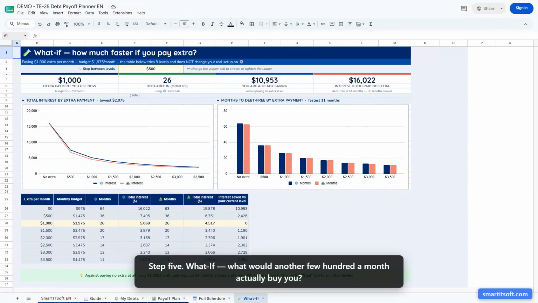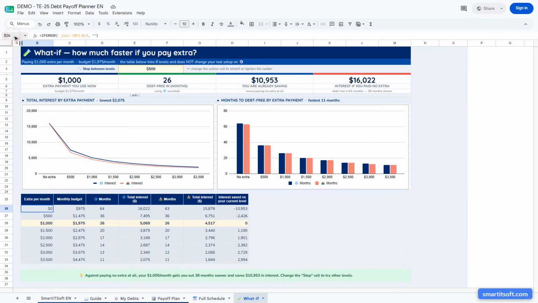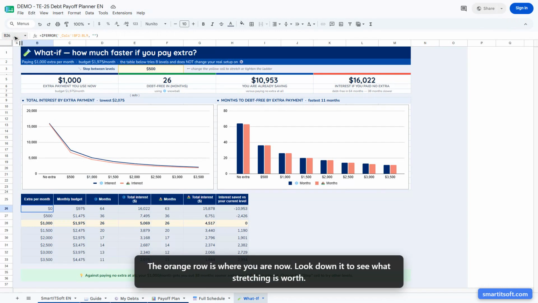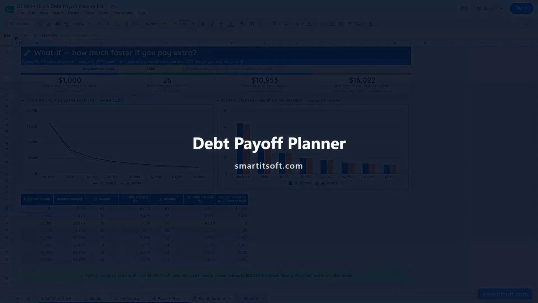Step 5. What if? What would another few hundred a month actually buy you? 8 extra payment levels, both strategies, with charts for money and for time. The orange row is where you are now. Look below it to see what stretching is worth.